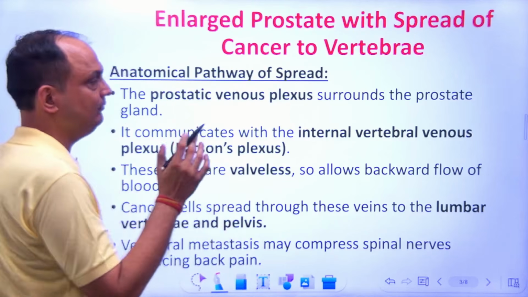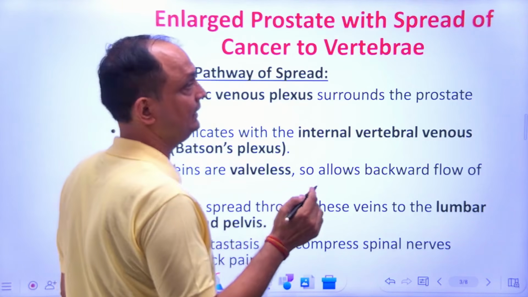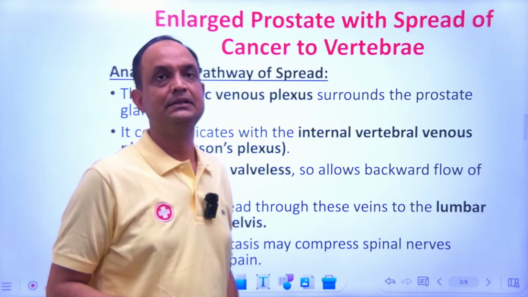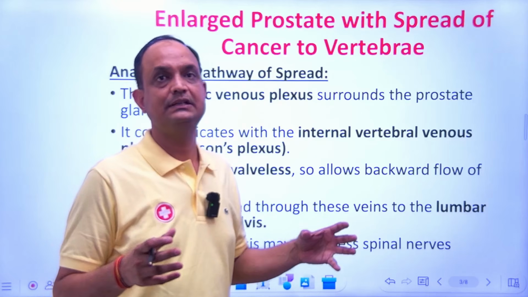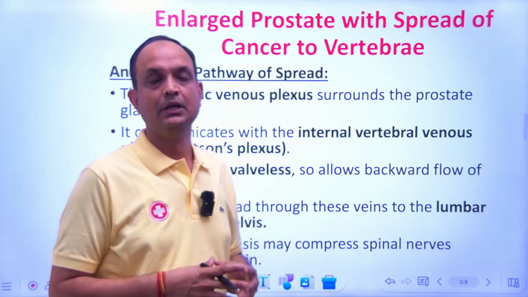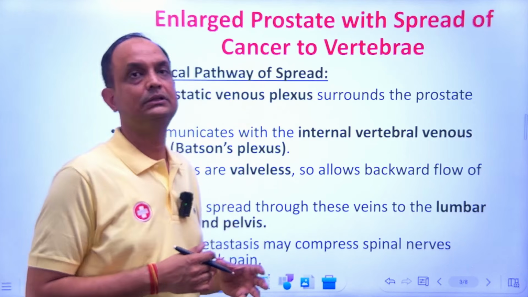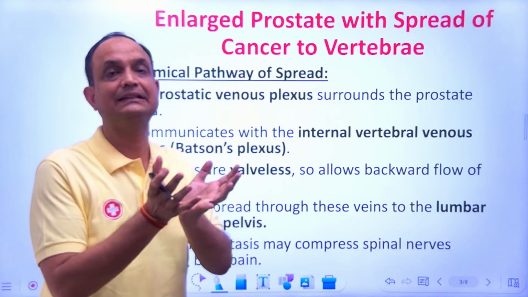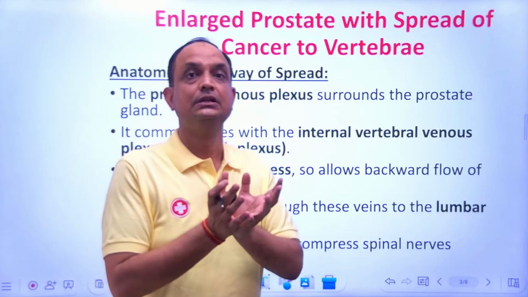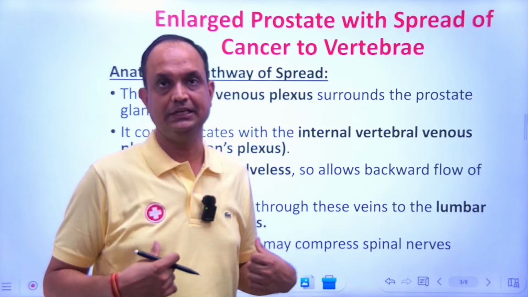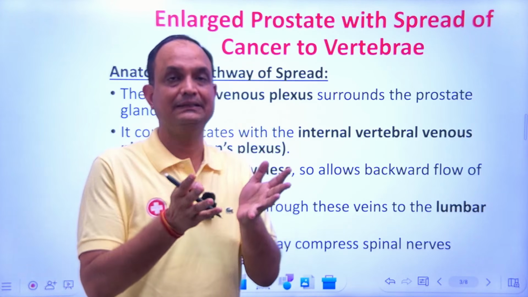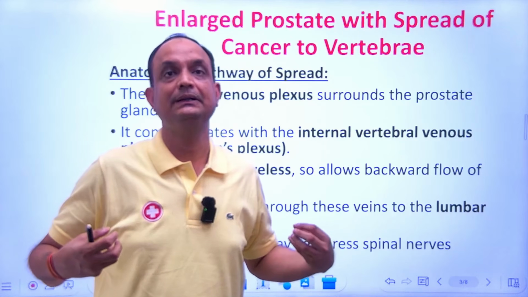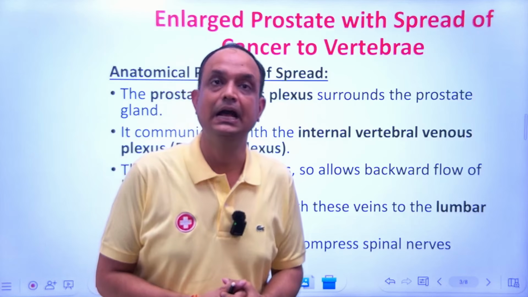Now you have to keep in mind that the question is asking about metastasis. In metastasis there is a spreading of cancer cells from the primary source. Whenever we are talking about prostate cancer, you have to understand that the venous plexus around the prostate has a connection posteriorly. First the prostatic venous plexus is connected with the vesical plexus, and posteriorly these vesical plexus will drain into the internal iliac vein.